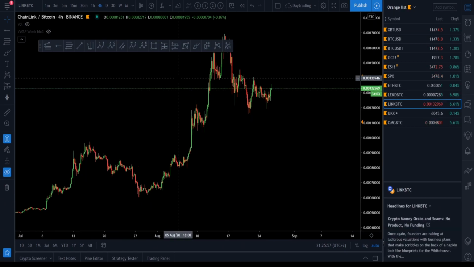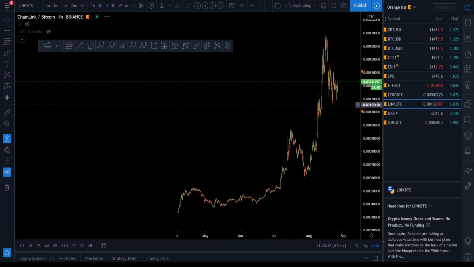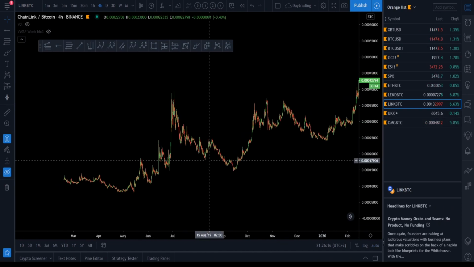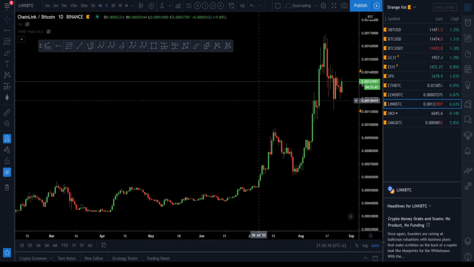Link. Let's go over Link. I do think Link is in a really interesting place right now, and I think this has pretty good potential to become a chart of the week. So let me walk you through it, and I think you will be blown away with what I want to show you. I will have to look back in time a little bit.